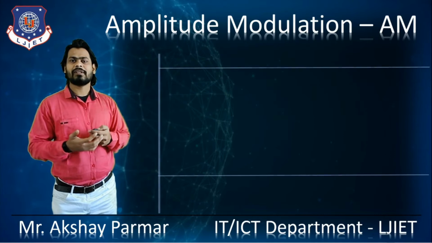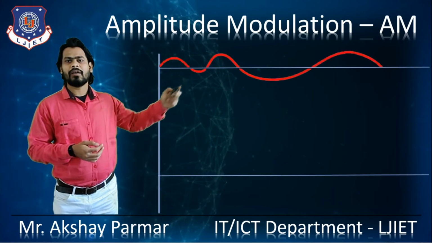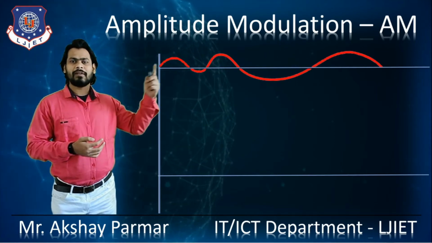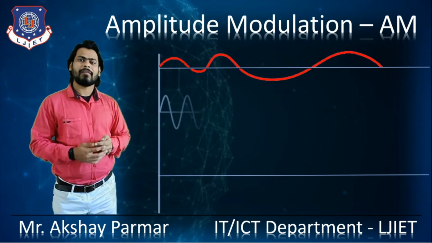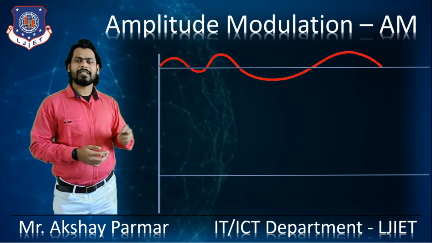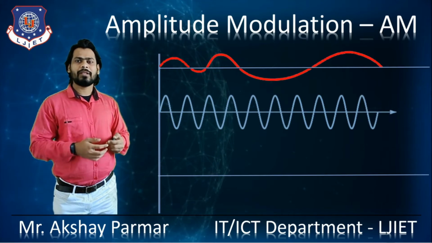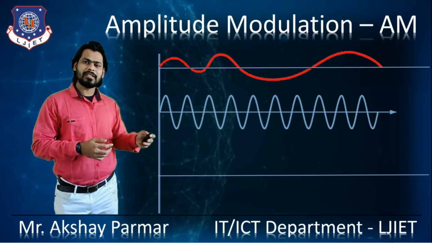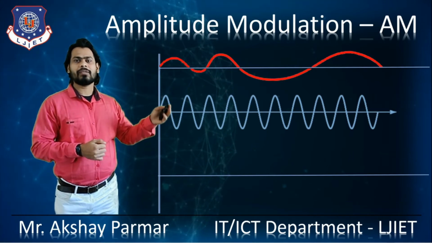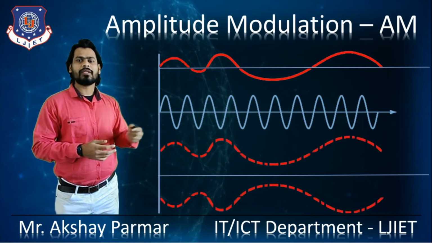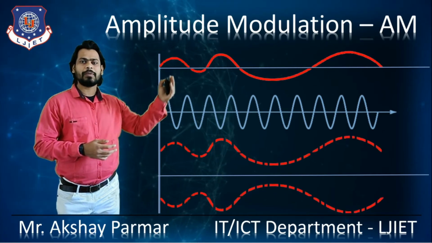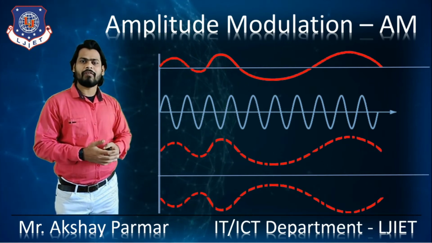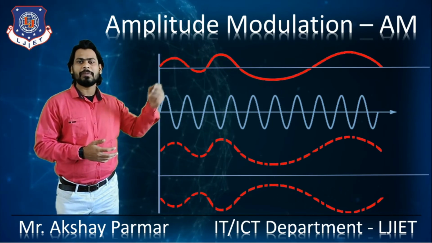So let's see how it's done. This is our input signal on which we are trying to apply amplitude modulation. After that, we are passing one carrier signal. We are doing the amplitude modulation technique on these signals. We are changing the amplitude of the carrier signal according to this input signal, so its amplitude will be in accordance with this input signal.